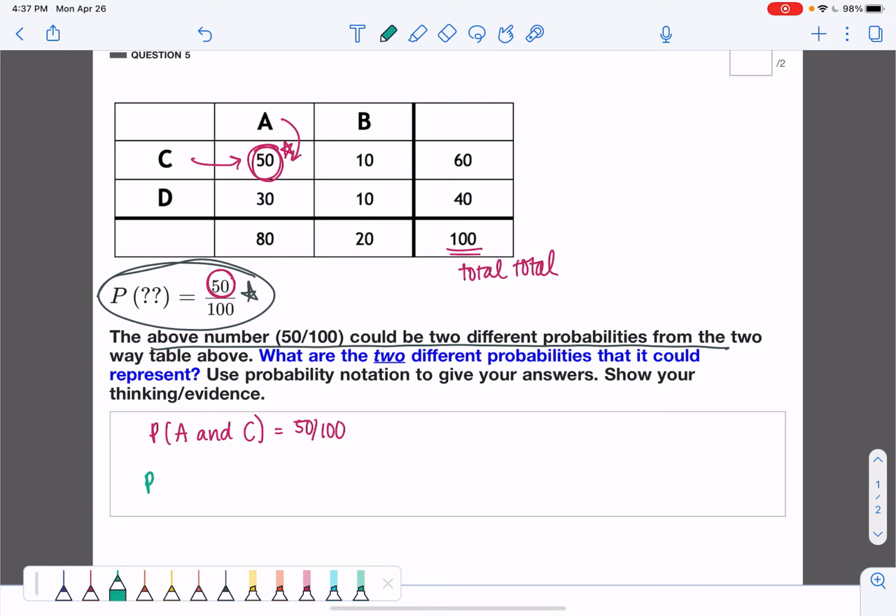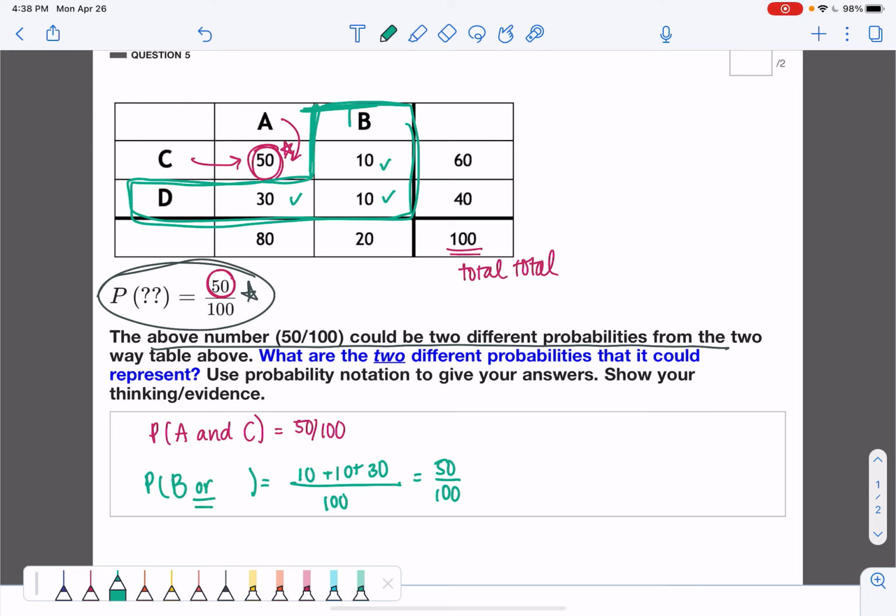Then, to get the second one, well, we need to look at how could we get to 50. There's not 50 elsewhere, but we can add. Here, 10 plus 10 plus 30 out of 100 will equal 50 out of 100. This represents the probability of B or D, being in category B or being in category D.